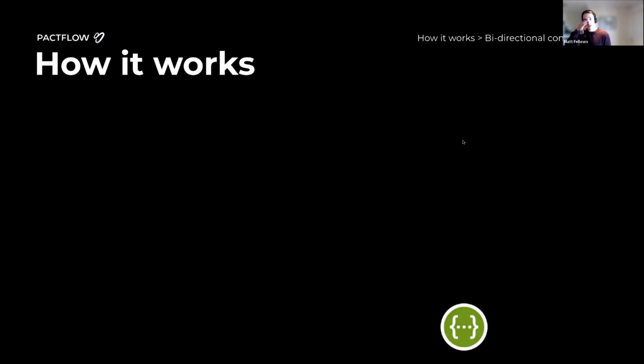So the first thing to note with bidirectional contract testing is that you can actually initiate the contract testing from either side. So with Pact, it's very much consumer-driven. It has to come from the consumer side first, but with bidirectional, it could come from either. So the common use case we would see with bidirectional is starting from the provider first.